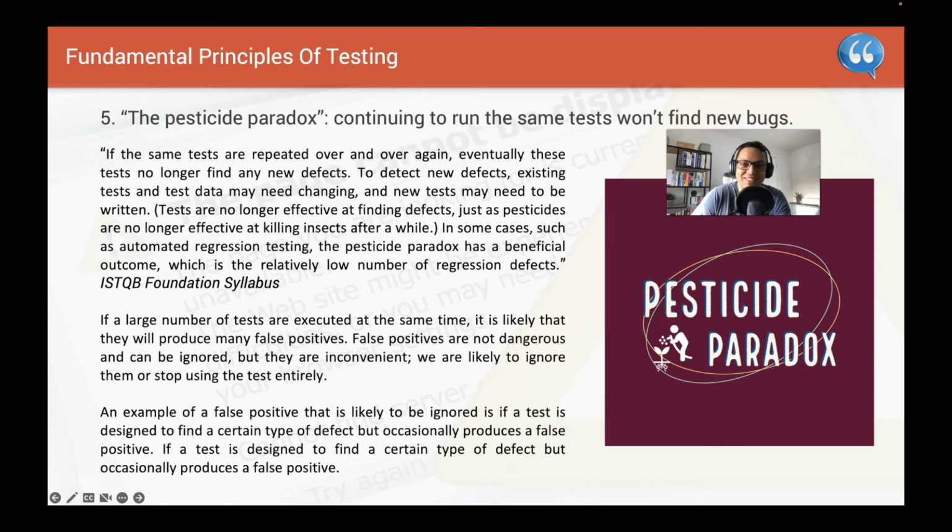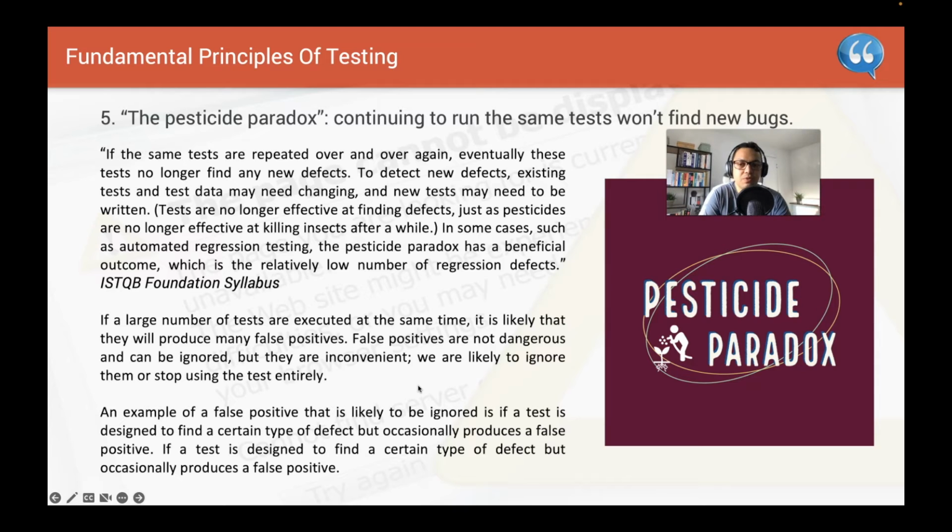I like this phrase. Basically what it means is you keep doing the same thing over and over and over and over and expect a different result. So, the definition of insanity. If you continually run the same tests, you won't find new bugs. And the quote is there from the ISTQB.